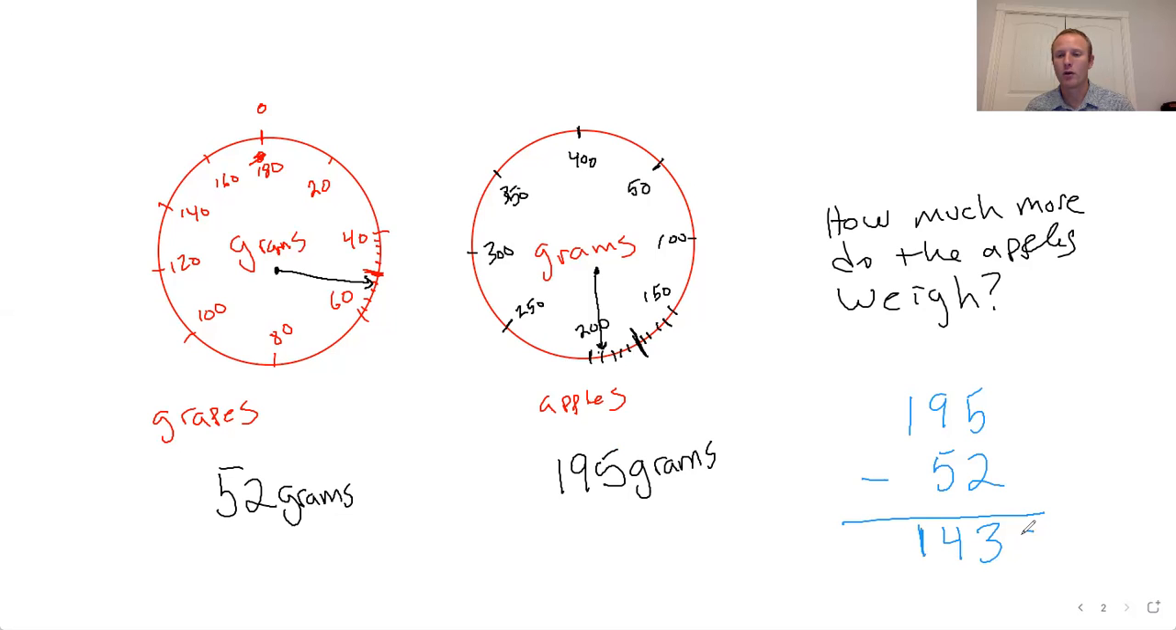So I have 143 grams of difference. So I would write a sentence at this point that says the apples weigh 143 grams more than the grapes.